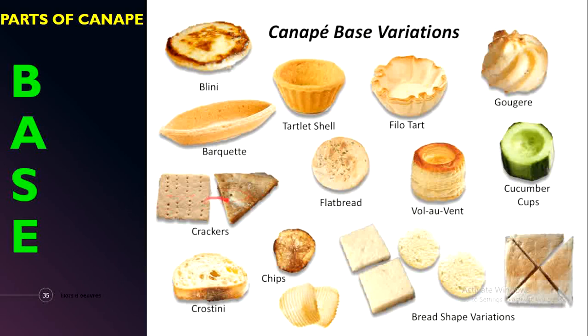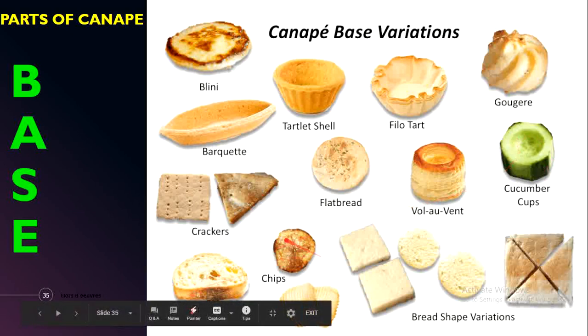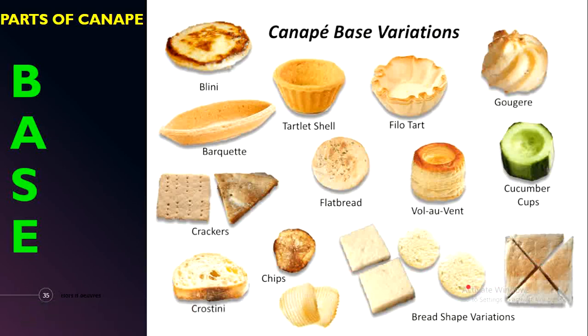And we can use crackers also. We can use some kind of flat breads, or even wall oven base also can be used for making canapes. And sometimes you can use cucumber cups or even cucumber slices also can be used as base. We have crostinis, small chips, and even bread cut into various shapes. These are some of the more commonly used bases for canapes.